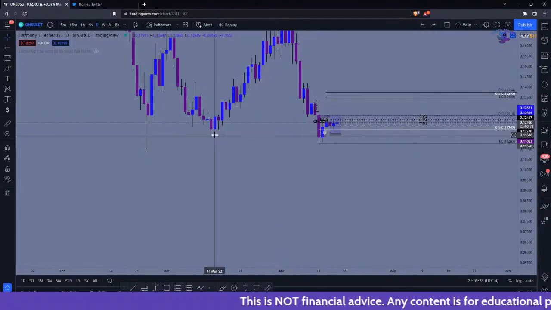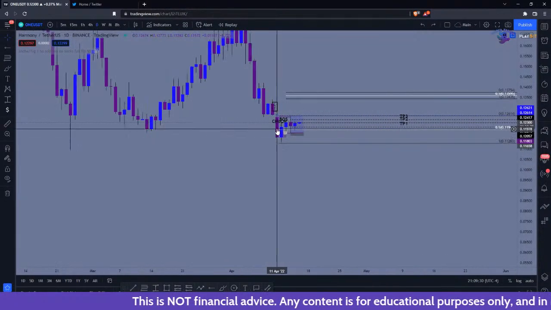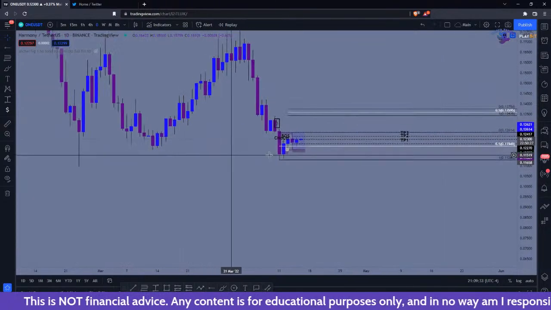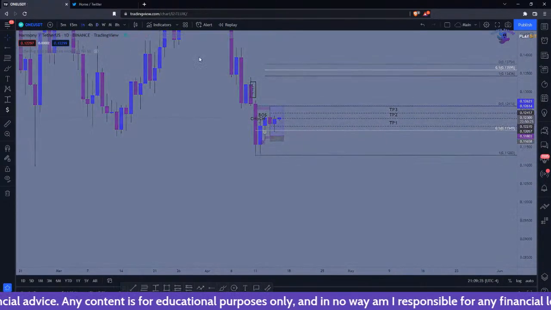So we came back down, cleared these lows, just like we're looking on the 1 hour. We swept up some of this liquidity, and on top of that, you had all of your low time frame confirmation.